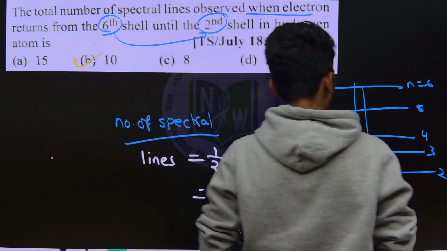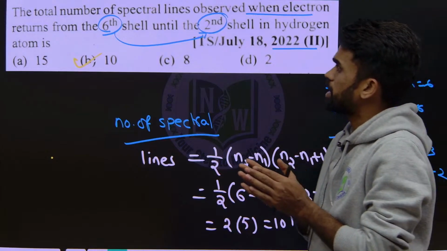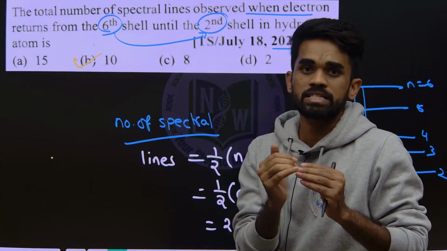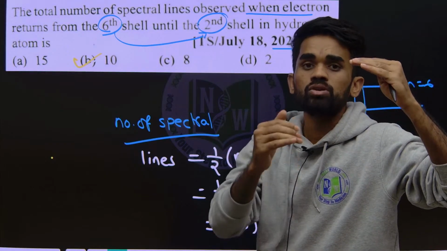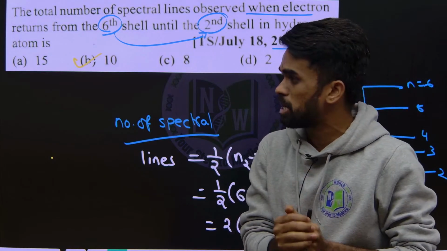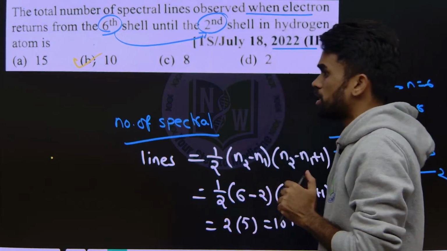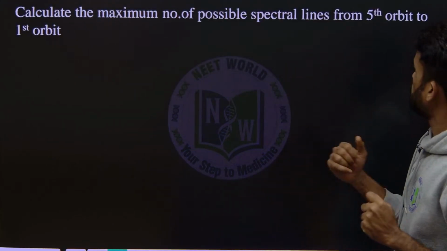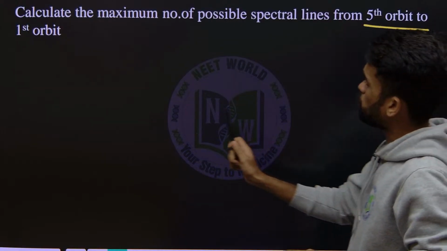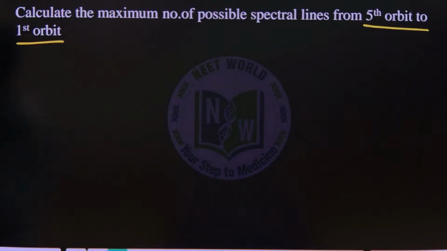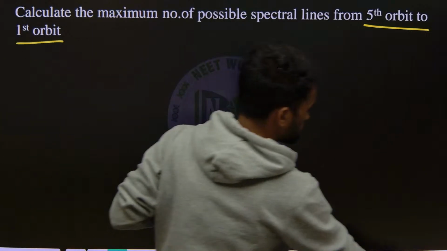Now tell me what will be the answer when electron transition is taking place from the 5th state to the 1st state. It means the 5th energy level to the ground state. Number of possible spectral lines observed is how many? So this is my question. If you know the answer, just tell me in the chat box. So this is your question. 5th orbit to 1st orbit, electron transition taking place. So how many possible spectral lines will be observed? Okay. Next.